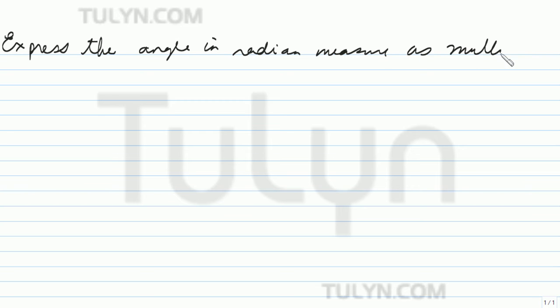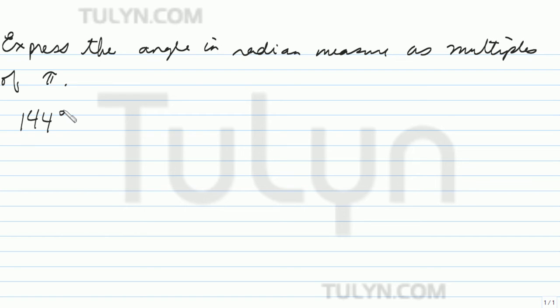Express the angle in radian measure as multiples of pi. Right, now, so you're given 144 degrees, right?